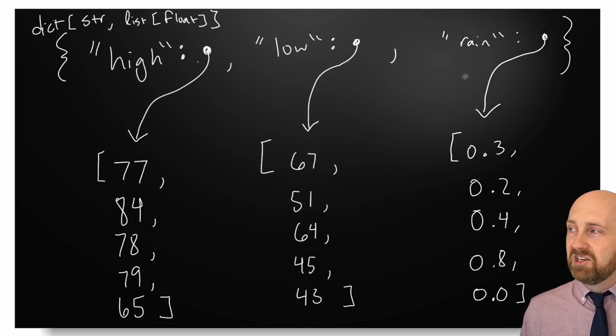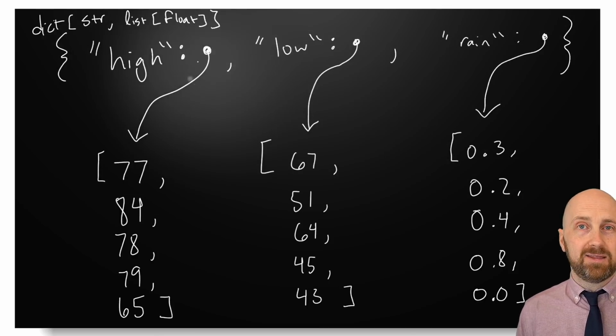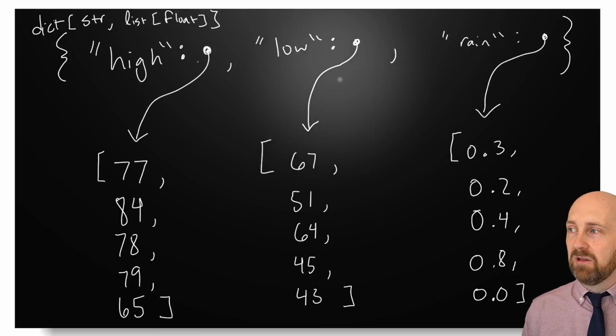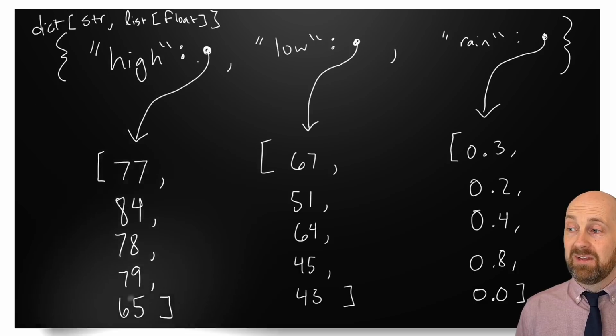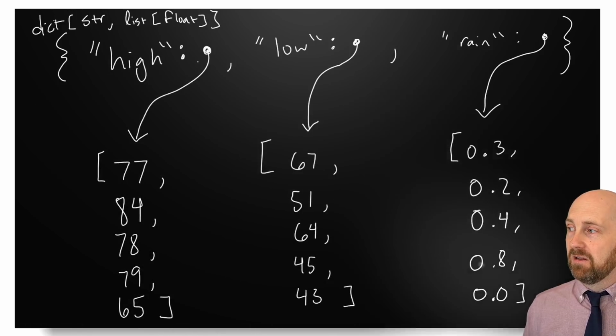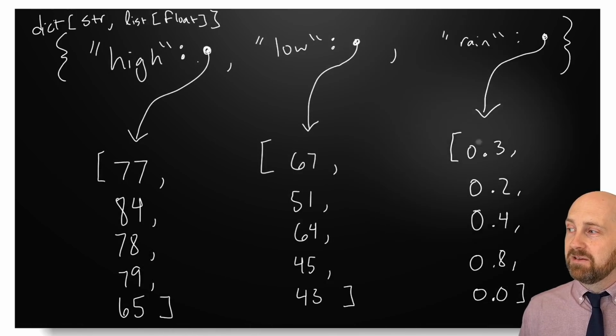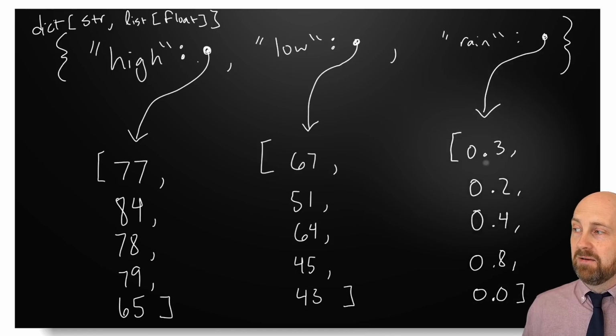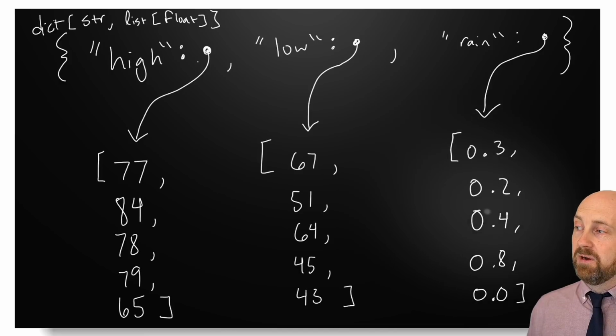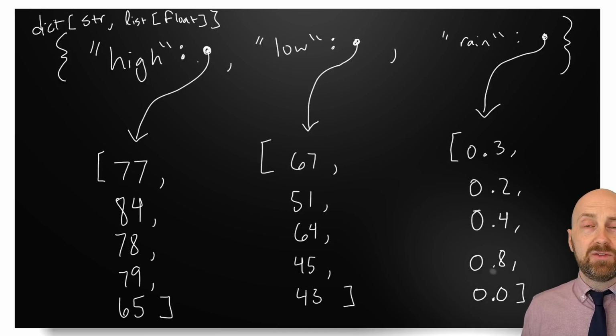We think of our dictionary as the keys being the column headings for a given column, and then the values are the list of values for that particular column, right? And so the list of floats are, for rain, today's expectation is 30% chance, tomorrow's 20% chance, the next day 40% chance. And one of the reasons why we store our data in a column-oriented format is because it makes it easier to perform analysis on a given column.